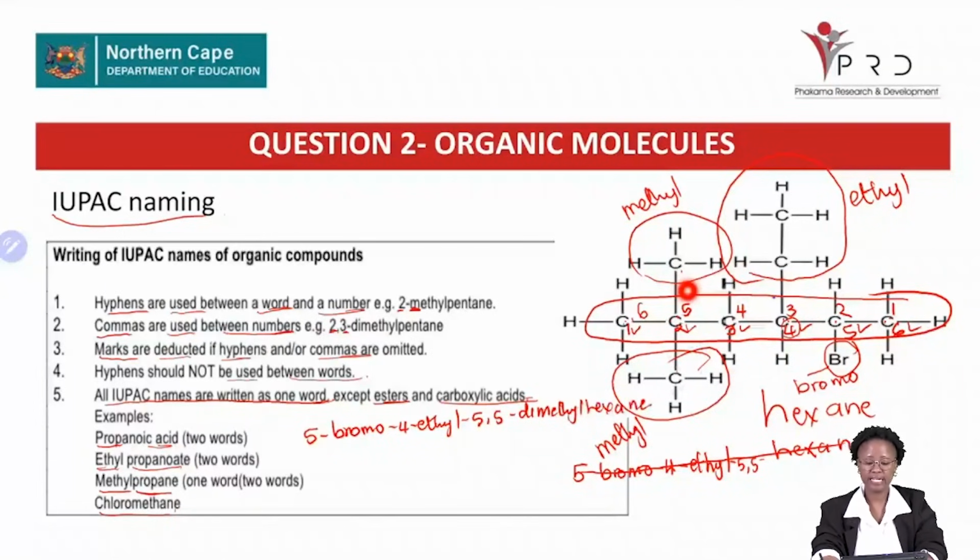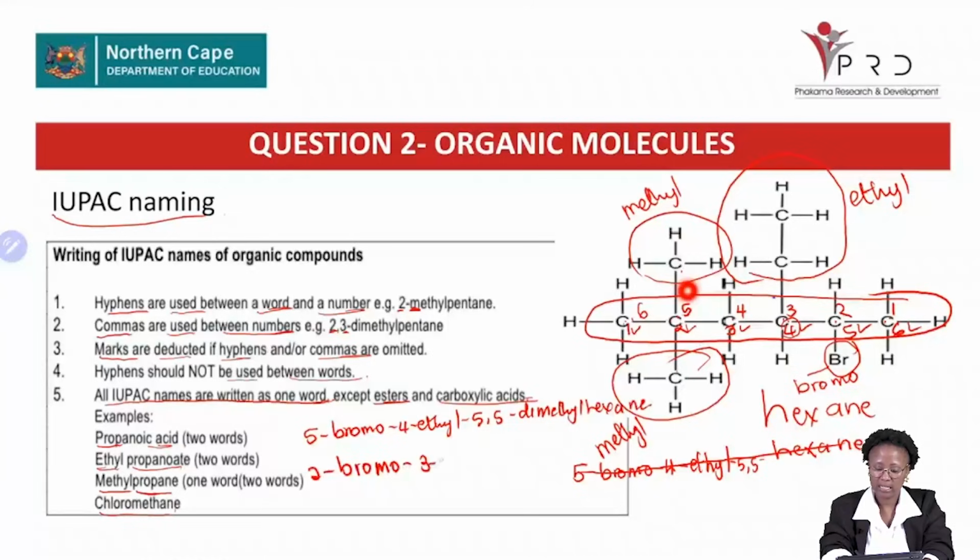Someone can say, but ma'am, what if I have started numbering from the right-hand side going to the left-hand side? Why am I wrong? So if you use that one, you are going to have 2-bromo, I'm just going to write both of them. 2-bromo-3-ethyl, then we are going to have, no, this is supposed to be 2,2. Sorry about this one, this is 2,2, because we are using from the left-hand side to the right-hand side in the first one. Then here we're going to have 5,5-dimethyl, still hexane.